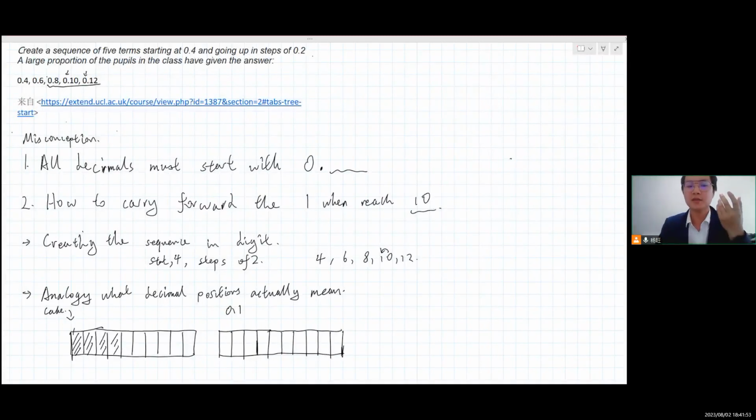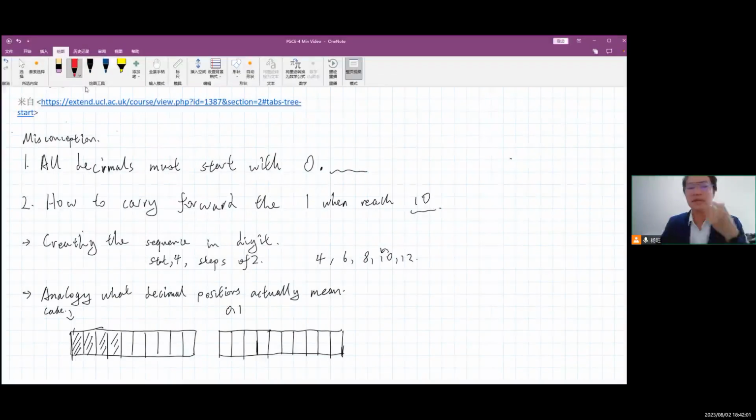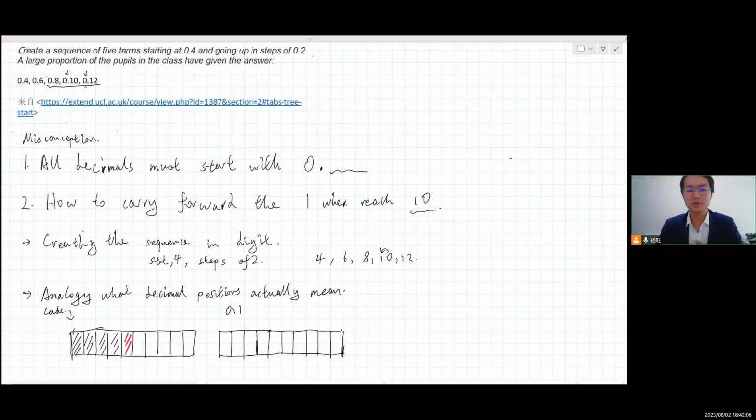It will represent 4 slices of the cake, which I've shaded in already. So adding in steps of 2 is like adding 2 slices each time. So adding the first 0.2, we will see we have 6 slices of the cake, which is 0.6. And another will be 0.8, which is 8 slices of the cake. And adding another 0.2, we would have the whole cake. Then what do we do from that? Well, we can keep on adding, but we have to start with a new cake.